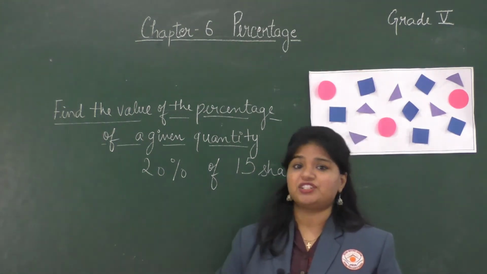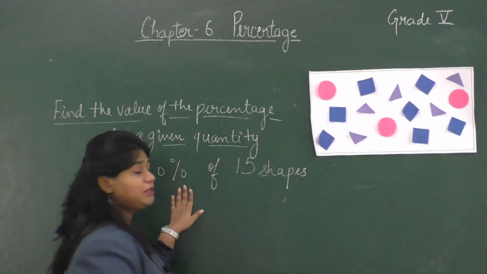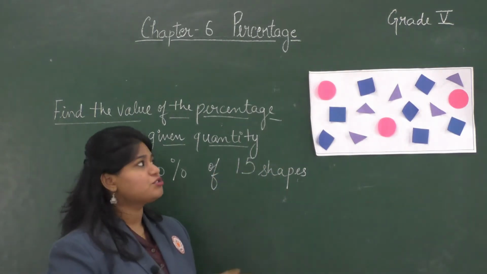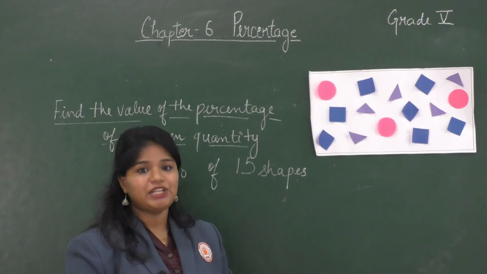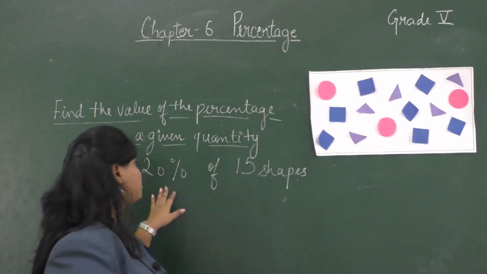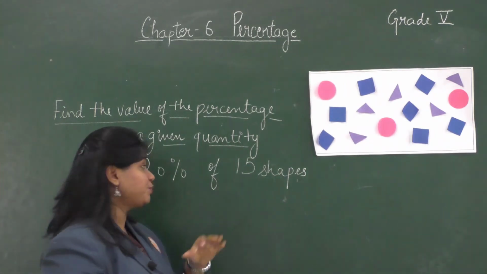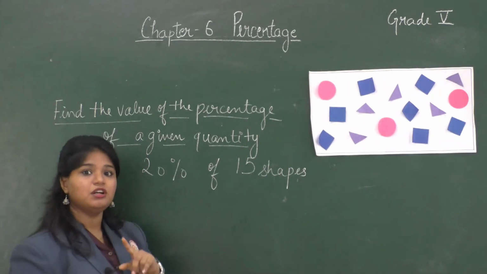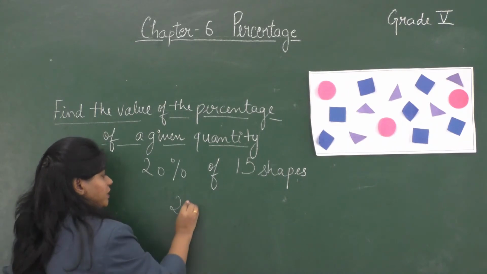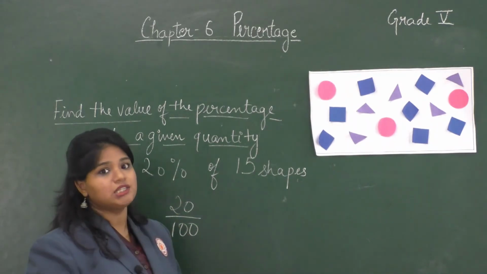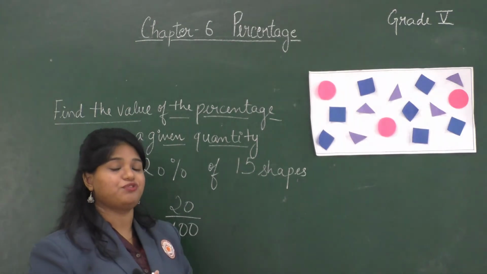Students, now let's learn how to find the value of the percentage of a given quantity. Here we have a question which says: find 20% of the total number of shapes given on the chart paper. As you can count, there are 15 shapes. So we have to find 20% of 15 shapes. Now how will we do it? First you will convert the percentage into fraction form. That will be 20 by 100.